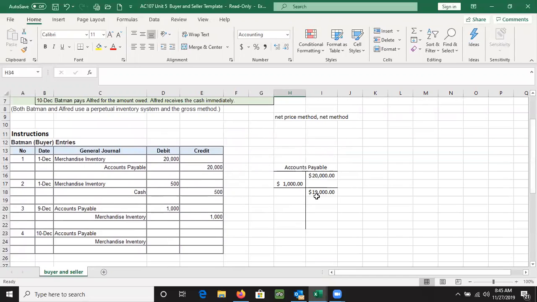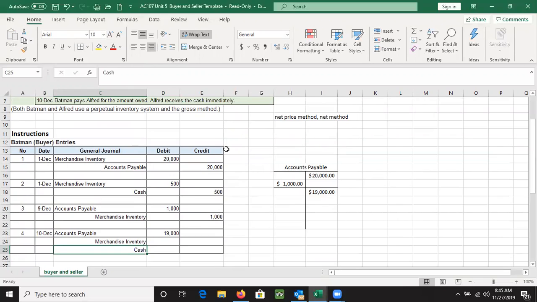Accounts payable. He owes Alfred $19,000 according to his accounts payable account. You have to get rid of the accounts payable account for whatever balance it has. So we have to debit accounts payable $19,000. I left out cash down here. We're going to credit cash.